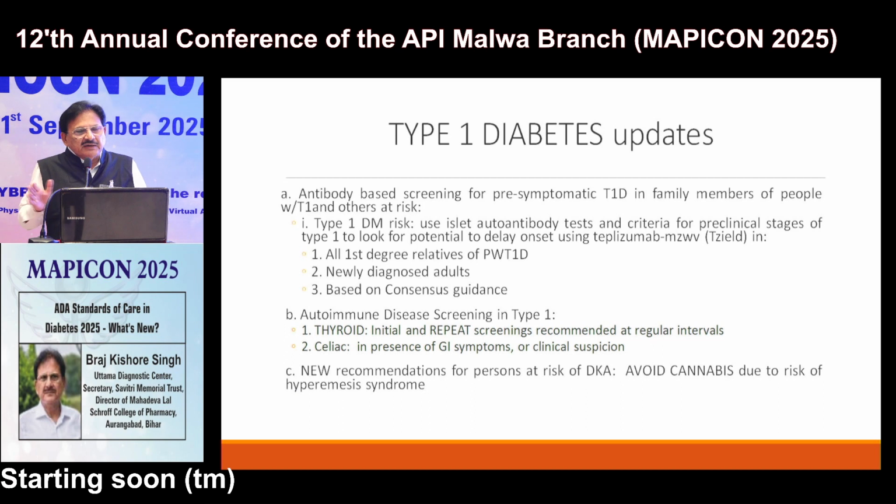The new update, to conclude, is that in type 1 diabetes, antibody-based screening is a must in pre-symptomatic to symptomatic patients, using islet autoantibody tests and criteria for the preclinical stage of type 1, to look for the potential to delay onset using teplizumab in all first-degree relatives of people with type 1 diabetes, newly diagnosed patients, and based on the consensus guideline. And autoimmune disease screening in type 2 diabetes includes thyroid and celiac disease. And a new recommendation: persons with DKA or at risk of DKA should avoid recreational cannabis.